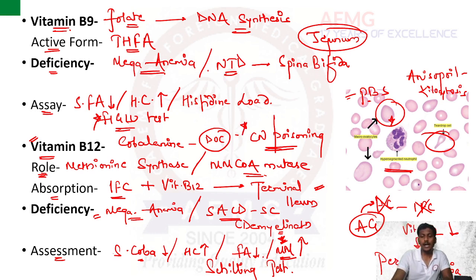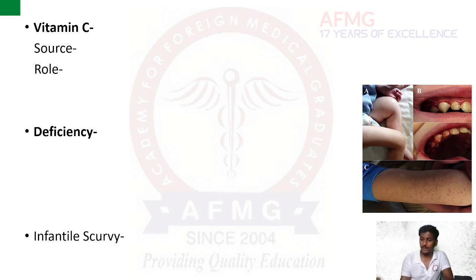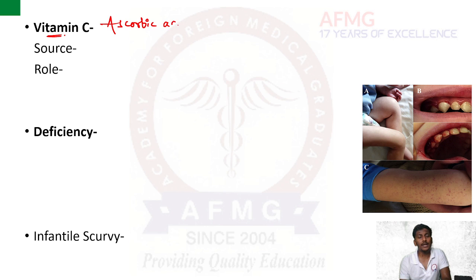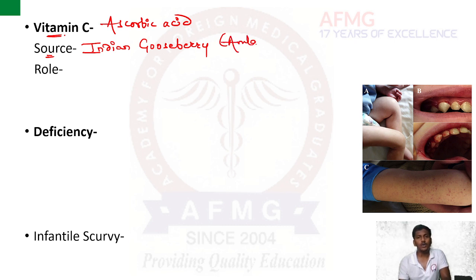Now moving to our last vitamin, and that is vitamin C. Please remember, vitamin C is also called ascorbic acid. The source of vitamin C, usually it is obtained from citrus fruits, as all of us know, like orange, lemons. But the richest source of vitamin C, please remember, is Indian gooseberry. Most of us get confused over here. It is Indian gooseberry, that is amla, what we call in simple terms, right?